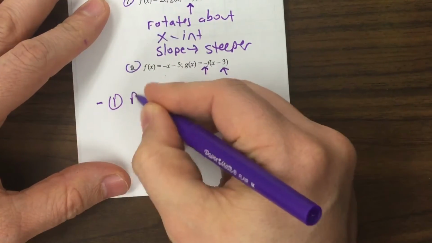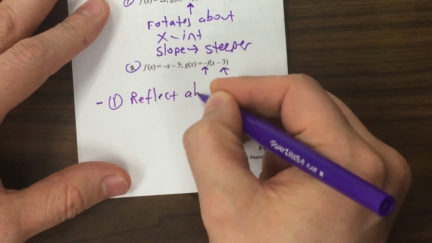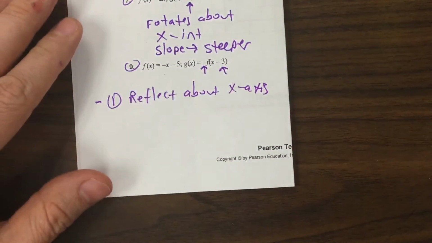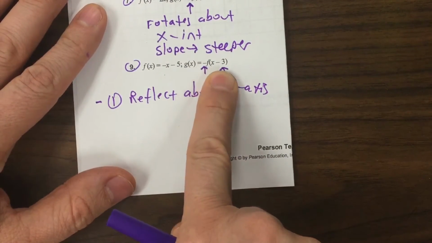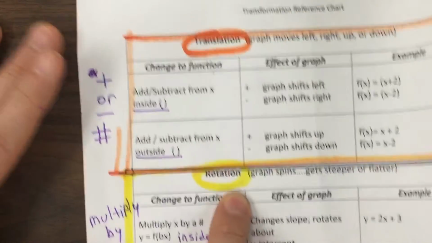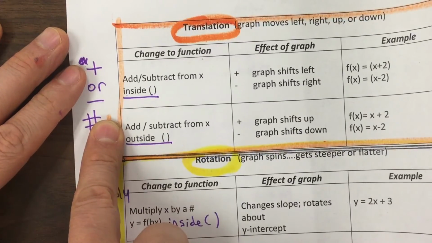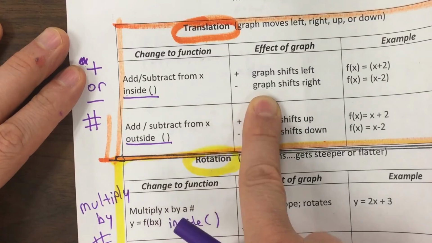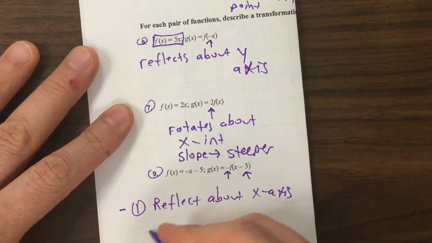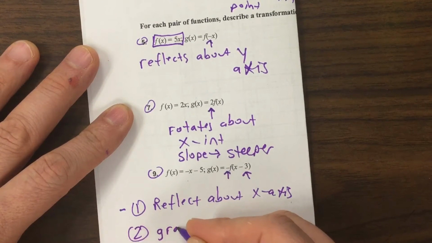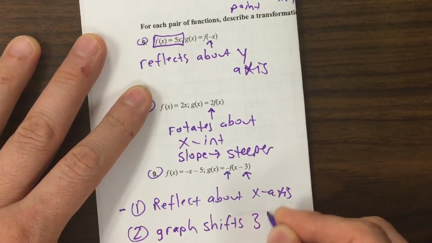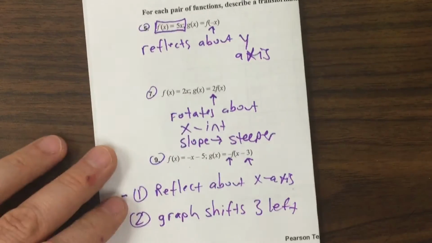So the first thing that happens is it reflects about the x-axis. Okay, what's another thing that happens? There is a minus 3 inside the parentheses. Okay, so you're adding or subtracting a number inside parentheses. Minus 3, the graph shifts left. How many to the left? 3 to the left. That's called a translation. You can say translation or you can say shift. Those are the two things that happen.